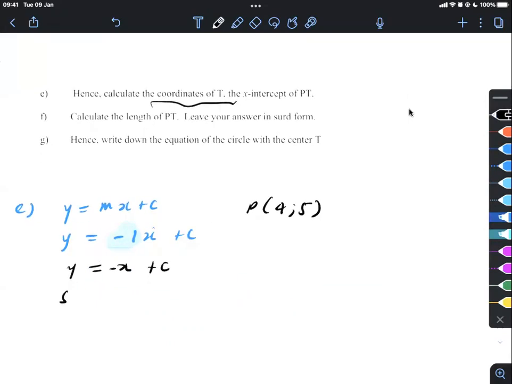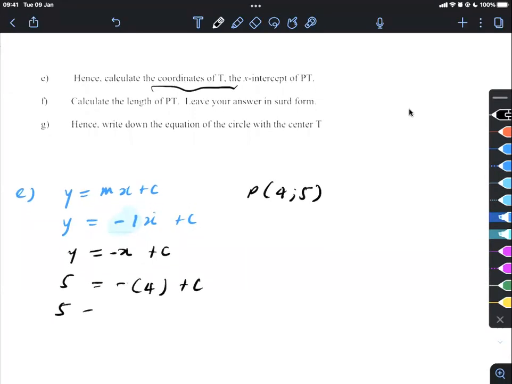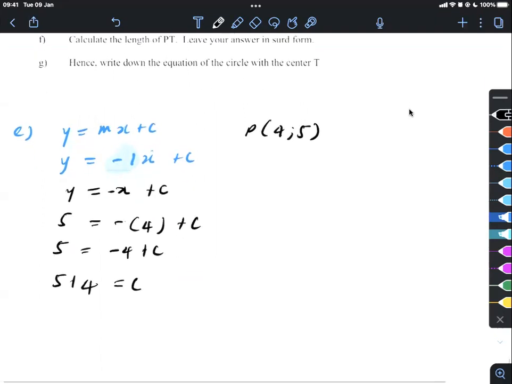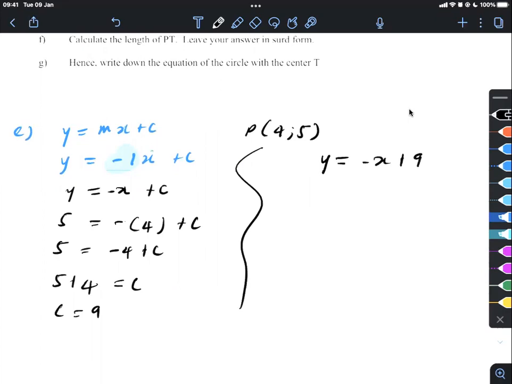So for y, I'm going to put 5, equals negative, for x, I'm going to put 4, plus the constant c. So 5 equals -4 plus c, and then 5 plus 4, excuse me, should give me c, and you see it is 9. So the constant is 9. In other words, now that I have the constant, I should be able to do what I need to do. So y equals -x plus our constant, 9. So we do have that equation.